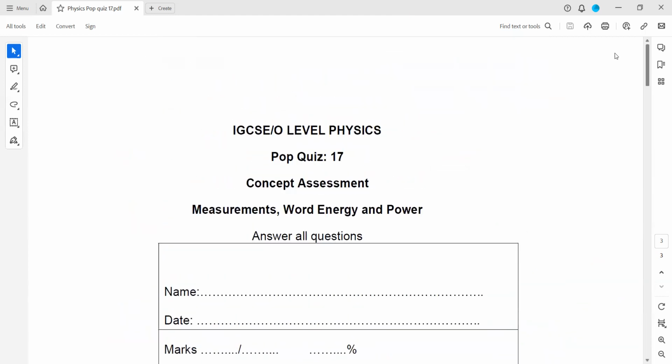So this was the assessment related to work, energy and power.